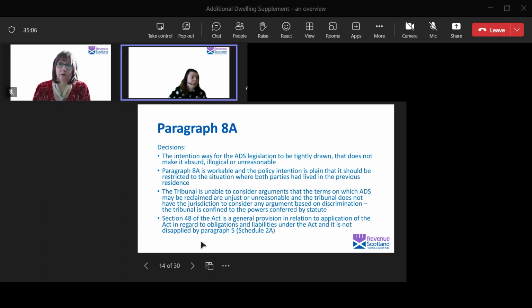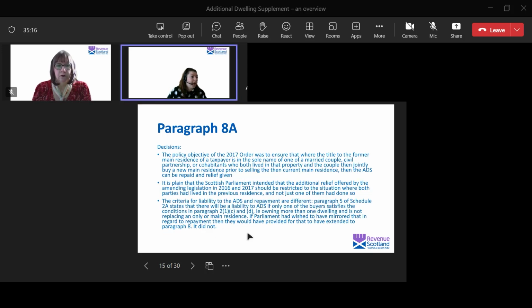Section 48 is a general provision in regard to obligations and liabilities under the Act, and it is not disapplied by paragraph 5 of Schedule 2A. And again, coming back to the policy objective of paragraph 8A being introduced, it was to ensure that where the title to a former main residence of a taxpayer is in the sole name of a married couple, civil partnership or cohabitants who both lived in that property and then jointly buy a new main residence, then the ADS can be repaid and relief given, but it's only in those very specific circumstances.